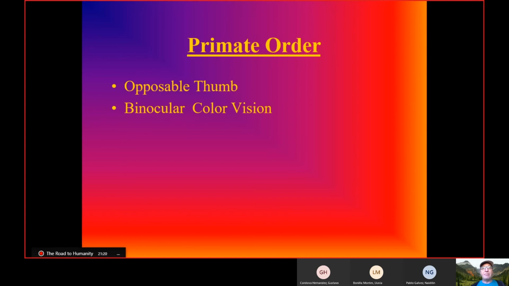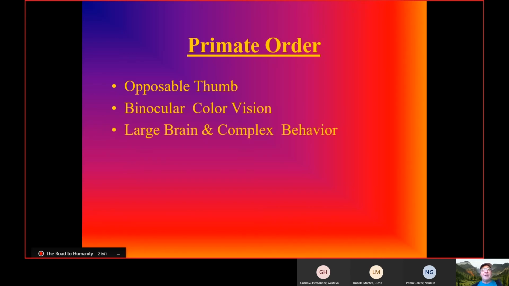Color vision, we think, came about because we were eating fruit, and it helps us tell when it's ripe by looking for that color change. Not all animals see in color, and we know this because we can analyze the cells that are found in their eyes. For instance, dogs cannot see in color.